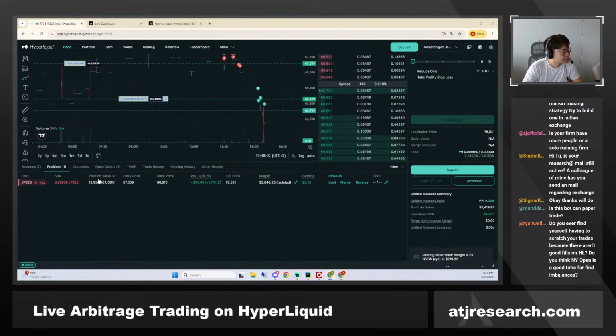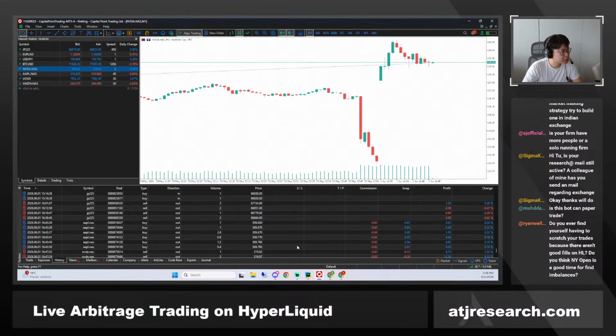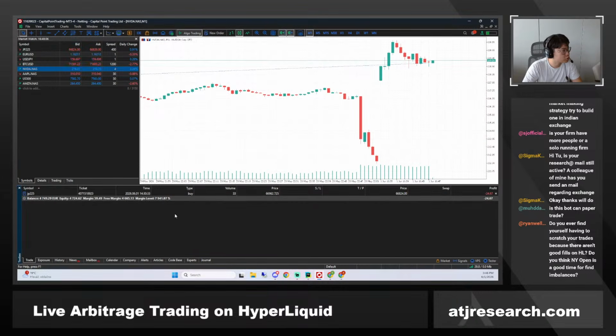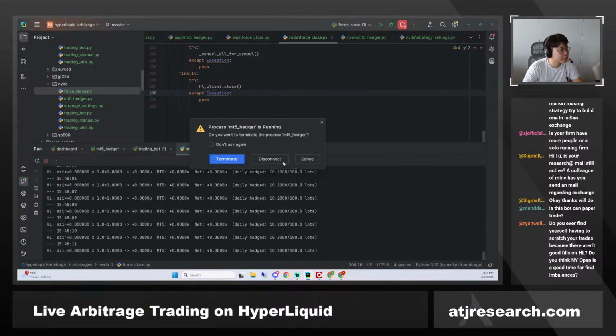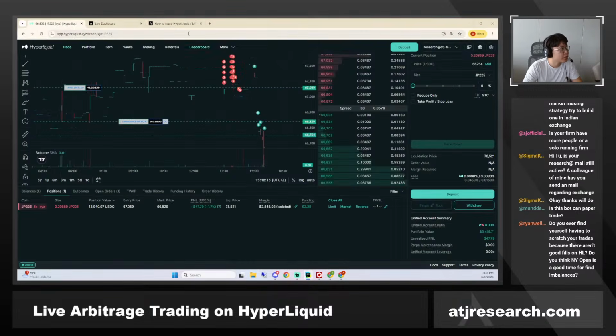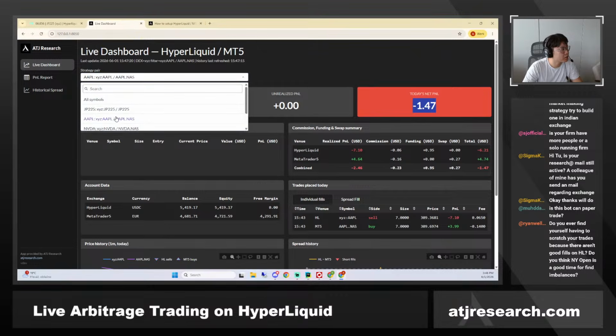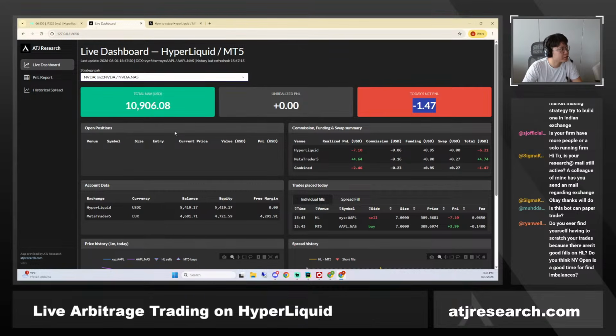Okay, so now we're flat. NVIDIA is closed. Let's check MT5. NVIDIA has also been closed on MT5. So very happy with that. And we can now close the hedger and we can check the profits on NVIDIA, right?